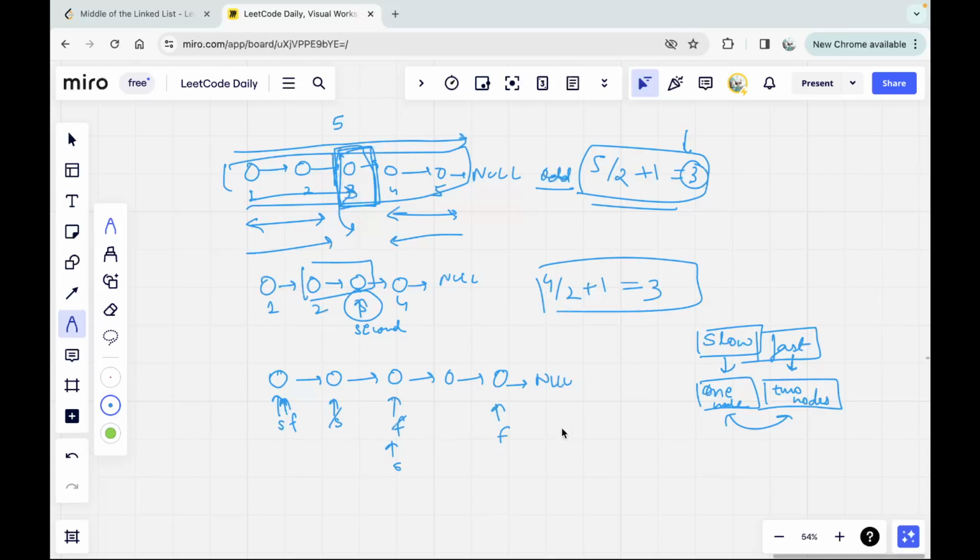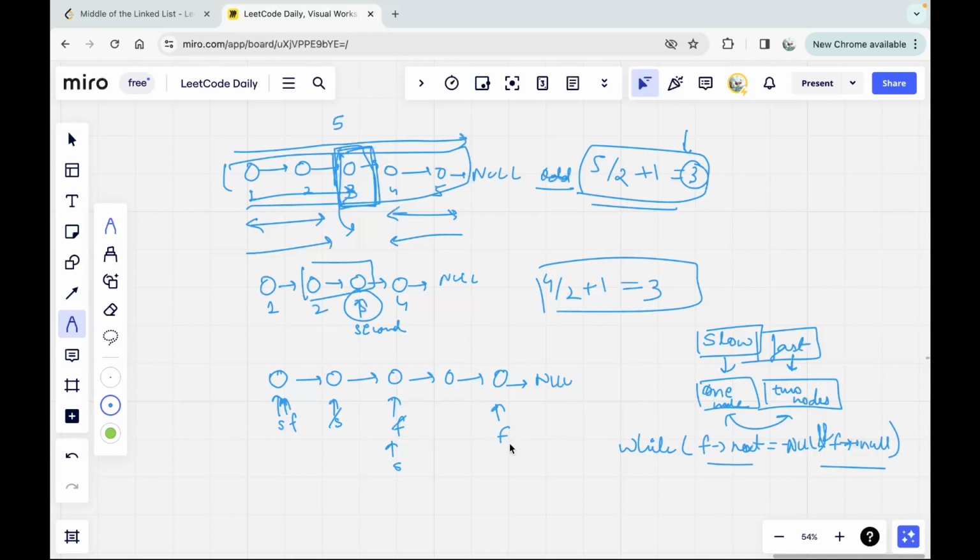Now you can see that inside that while condition, if you remember, when we were trying to find a cycle, what we do is we check fast of next becoming null, and we check fast itself becoming null, right? So this is what we check, correct? So if any of these is true, we simply break out of the loop.